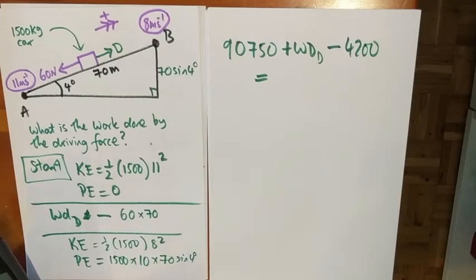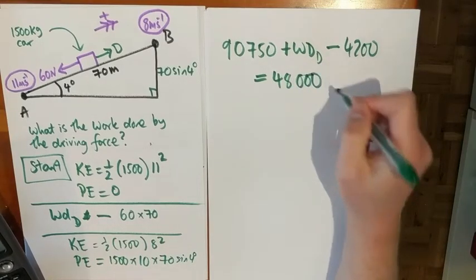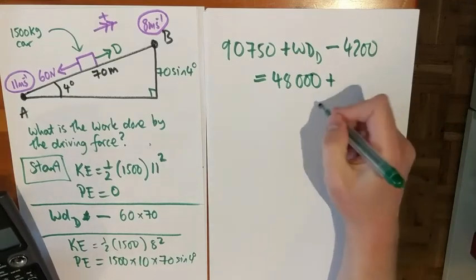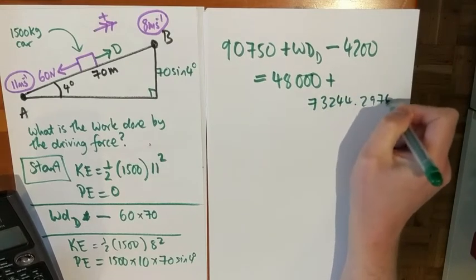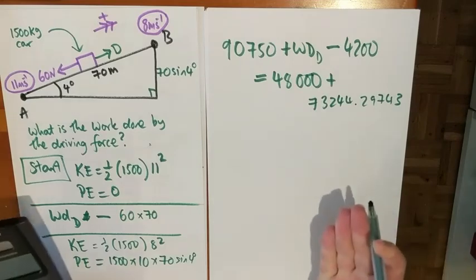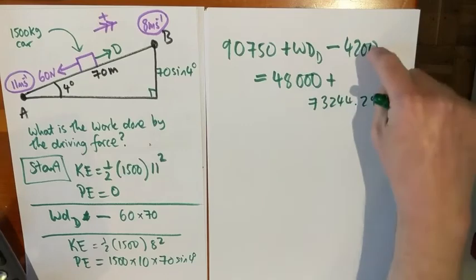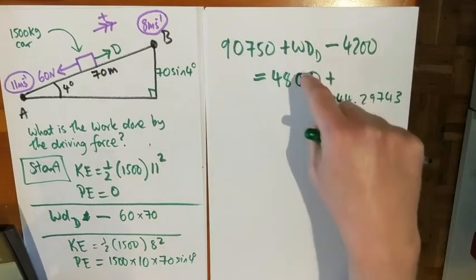0.5 times 1,500 times 8 squared, which is 48,000, plus this horrible number here, 1500 times 10 times 70 sine 4 degrees, which is 73244.29743. As always, I'm being as accurate as I can now, but I'll round it right at the end. So these two together, plus the work done by the resistance, take away the energy at the beginning, will leave me with the work done.